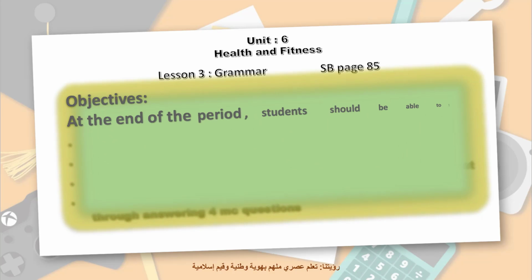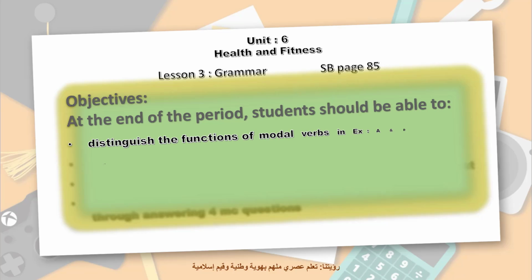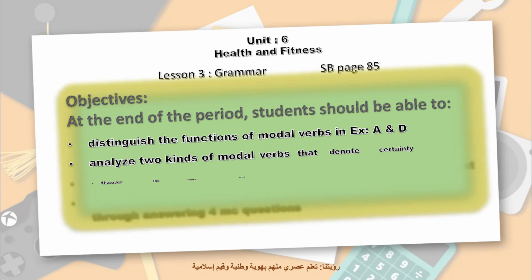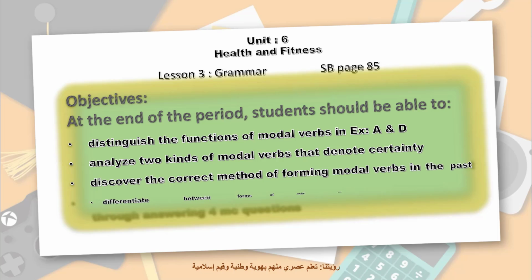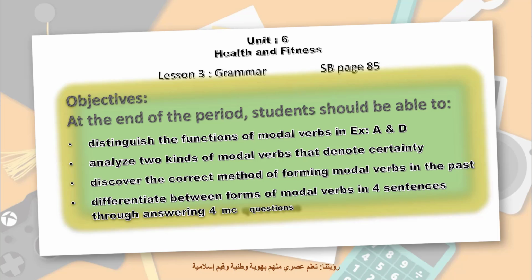Number 1. Distinguish the functions of modal verbs in exercise A and D. Number 2. Analyze two kinds of modal verbs that denote certainty. Number 3. Discover the correct method of forming modal verbs in the past. And finally, number 4. Differentiate between forms of modal verbs in 4 sentences through answering 4 multiple choice questions.